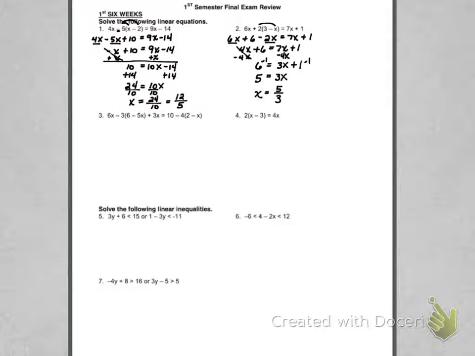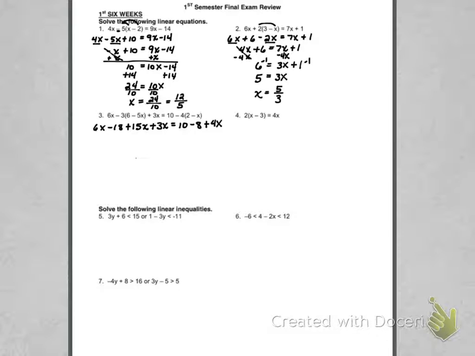Now we're going to move on to problem 3. It's a little longer. We still have to distribute this negative 3, again watching out for the negative. You have 6x minus 18, and then you have plus 15x, and you have another plus 3x that's still there, equals 10 minus 8 plus 4x. That's distributing the negative 4, distributing the negative 3 on the left.